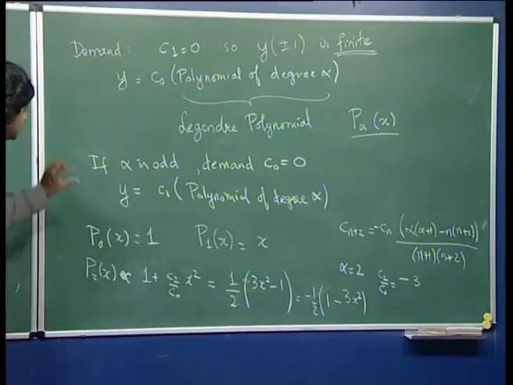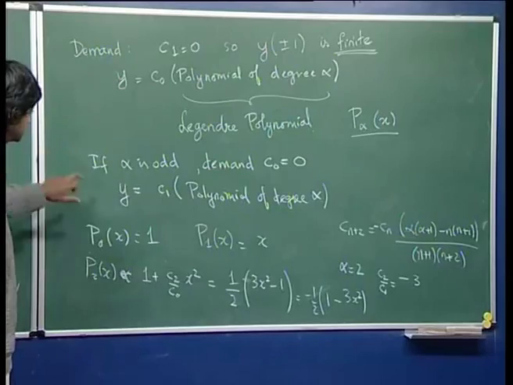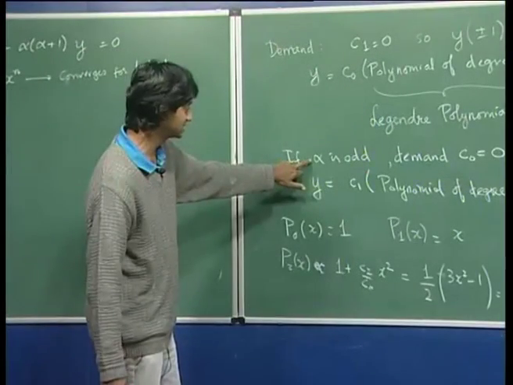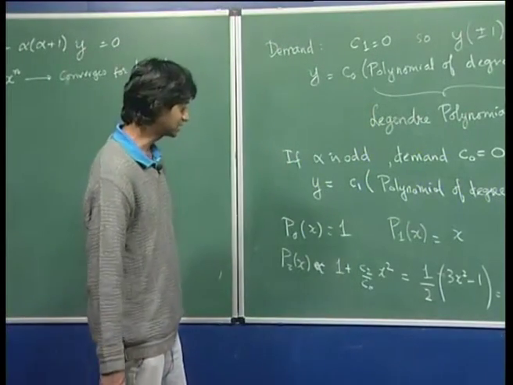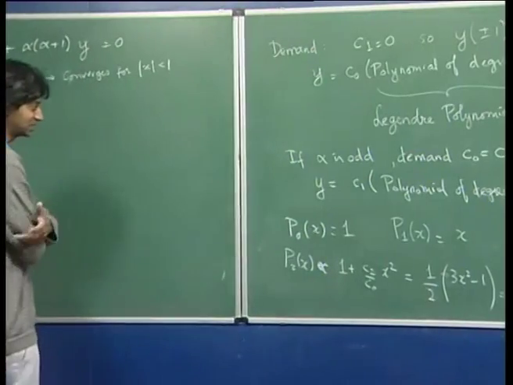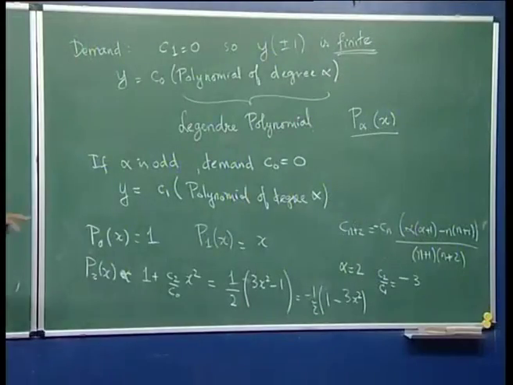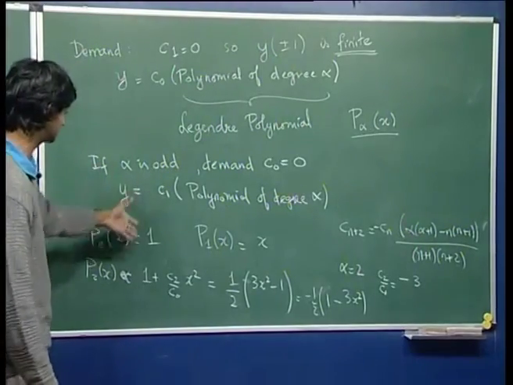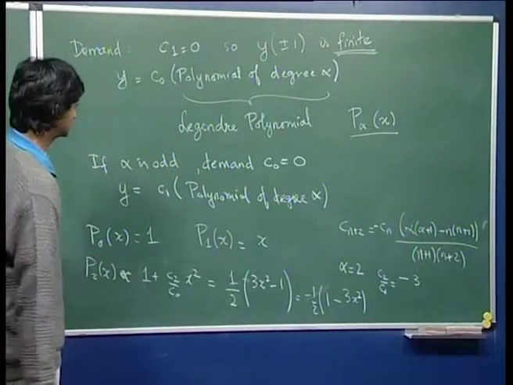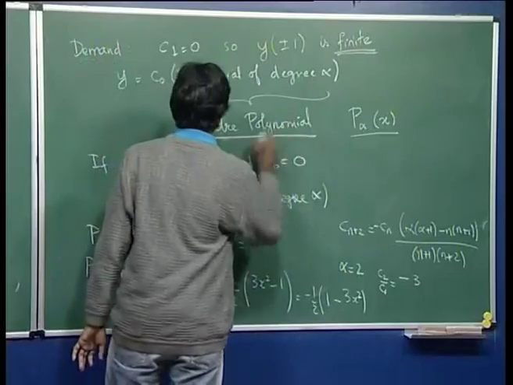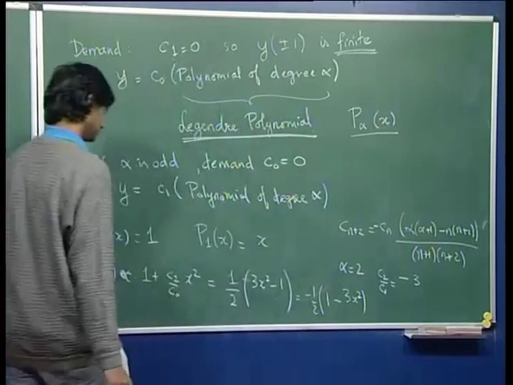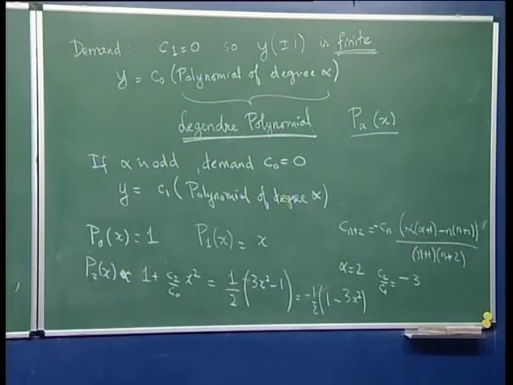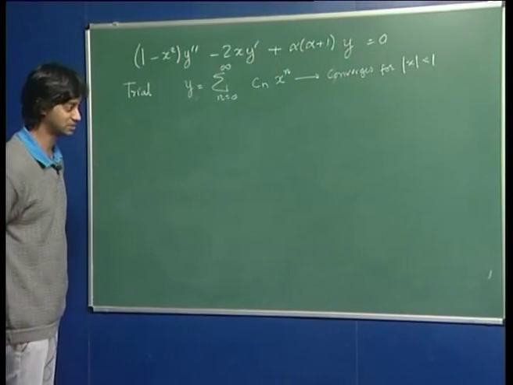Remember that we had to impose the condition that if alpha is an integer, then the series truncates at some value, and that allowed us to set one of the coefficients to 0, and that is what gave us these Legendre polynomials. Since they appear in the solutions of these equations, they are given a name, and these equations are quite important in various applications.